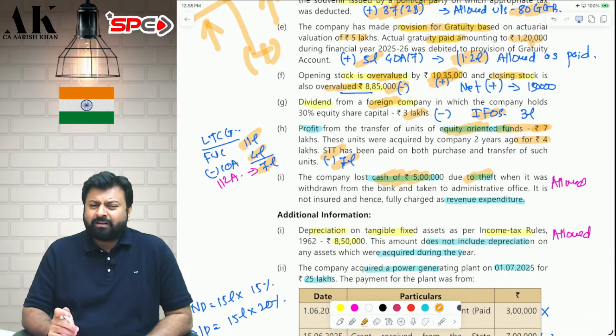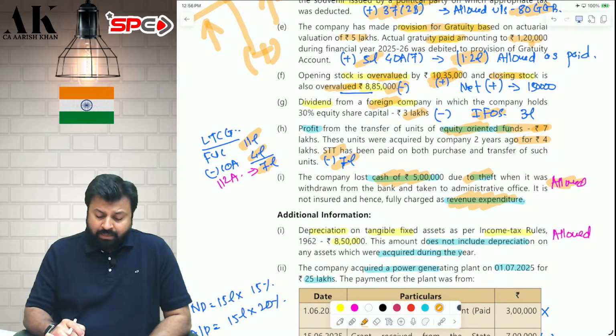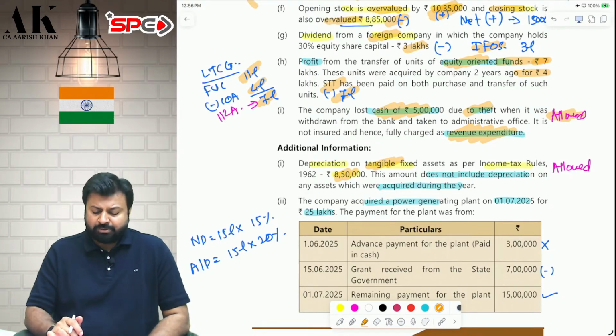So it's okay, it's a part of business, it's a revenue expenditure, you can claim that as a revenue loss and therefore it is allowed. Since it is already debited to P&L, you don't have to do anything, just write a note. Next, depreciation on tangible fixed asset, 8,50,000 you can claim as a deduction.